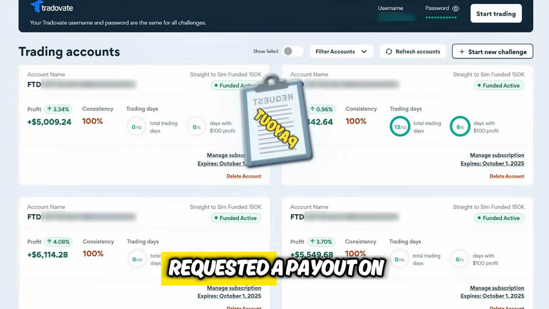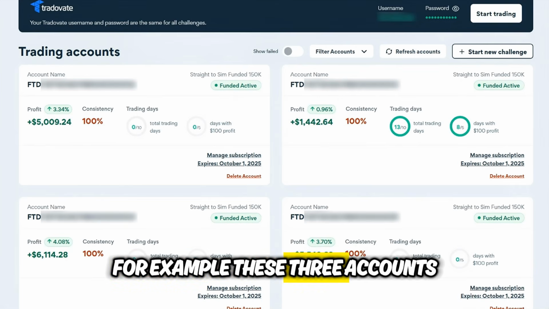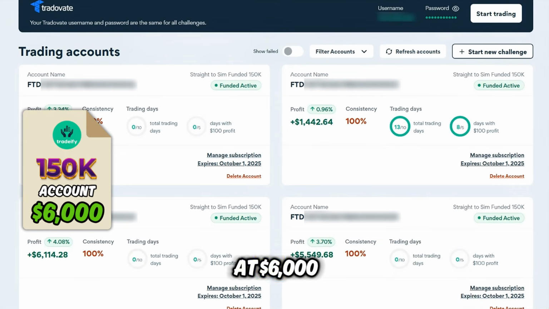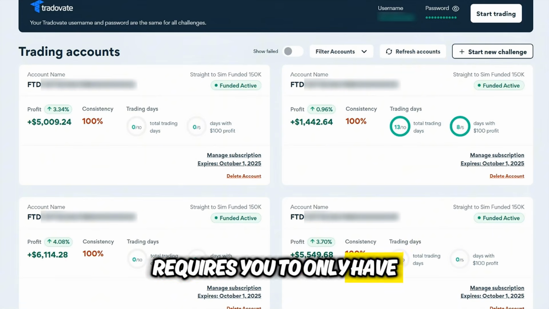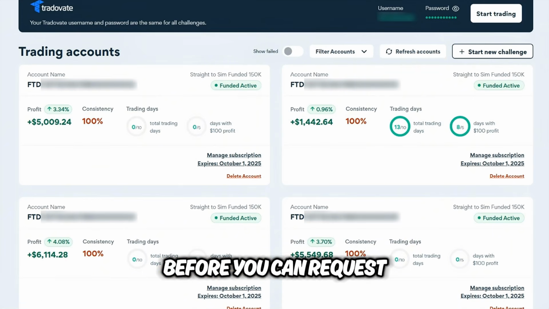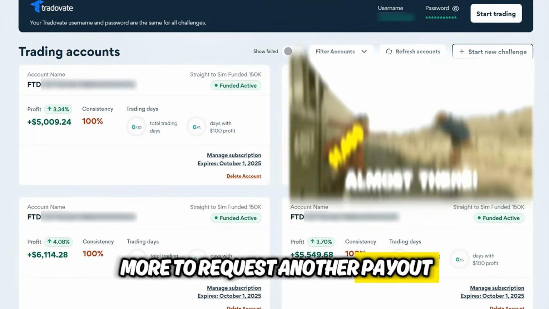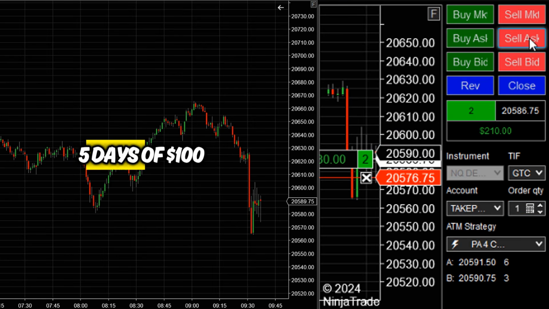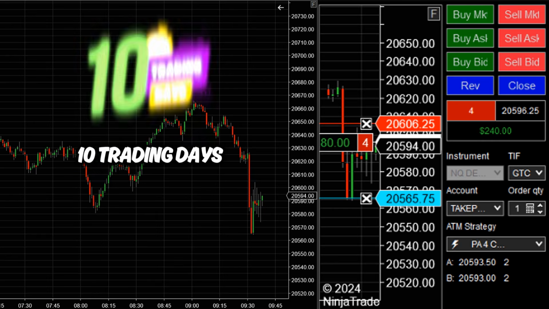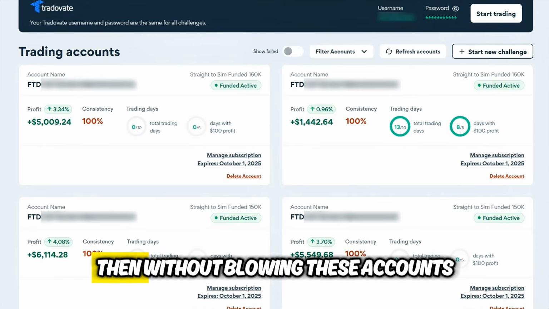And now that I've requested a payout on these accounts, I don't need to push as hard as before. For example, these 3 accounts, this one's already sitting at $6,000, and because I purchased this account before November 19th, their old rule requires you to only have $7,500 in profits before you can request. So this account, I only need $1,400 more to request another payout. So to manage risk, I'll just do $100, $200 a day because that's all they need. 5 days of $100 profit or more, 10 trading days, and then I'll hit another payout cycle. Hopefully I can request another $9,000 then without blowing these accounts.